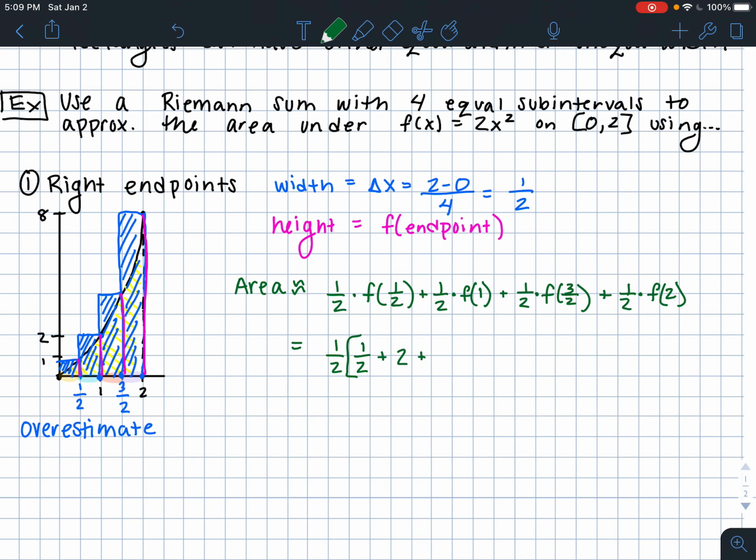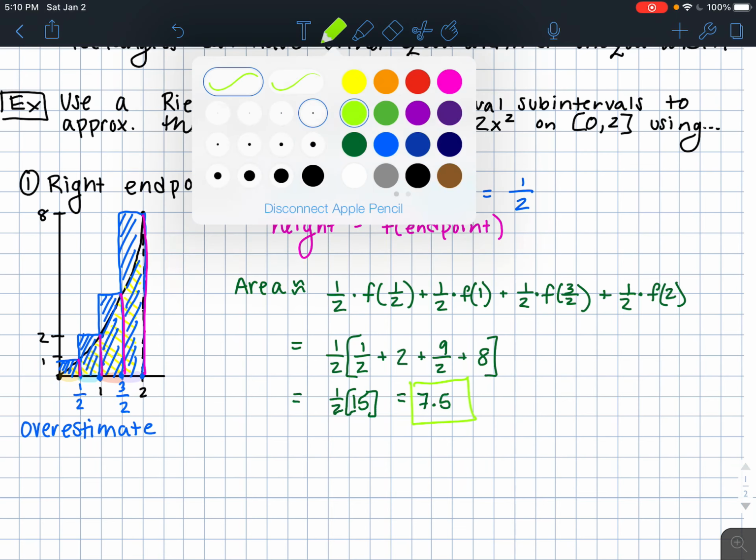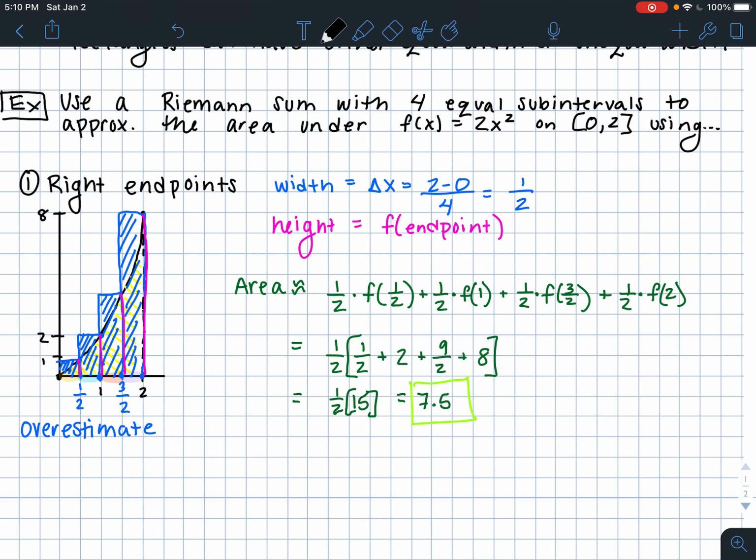F of 1 is going to give me back a 2. If I plug in 3/2, I'm going to get back 9/2. And if I plug in 2, I'm going to get back an 8. Okay, so 9/2 plus 1/2 is 10/2, so that's 5 plus 10. So we're going to get 1/2 of 15, right? Which is going to be 7.5 or 15/2. You can think of it either way. So we have an overapproximation at 7.5. So we know it's less than that.